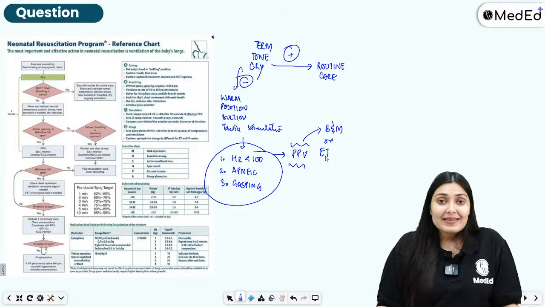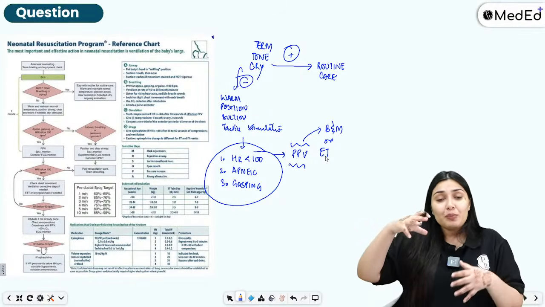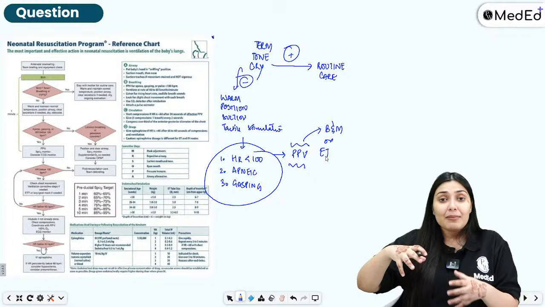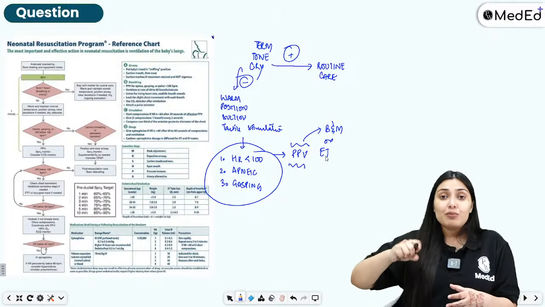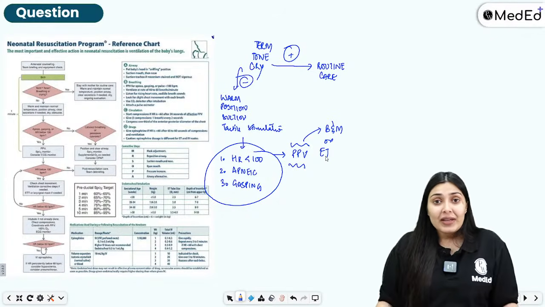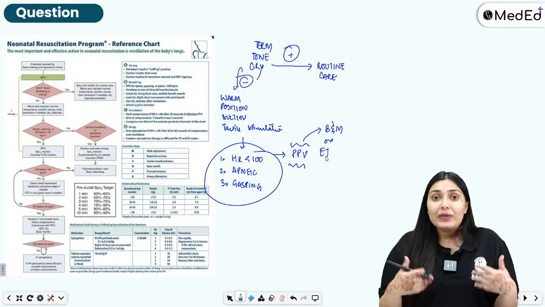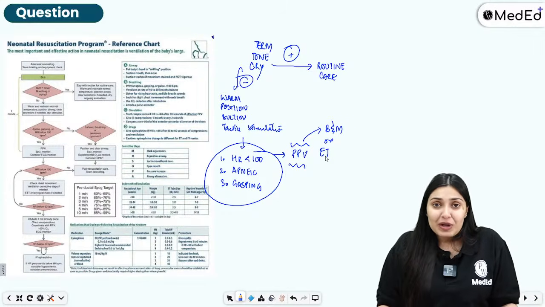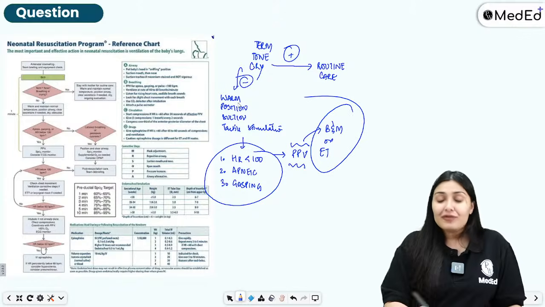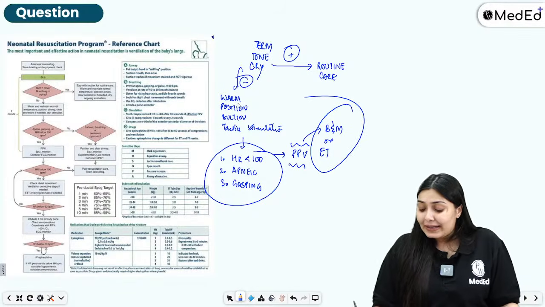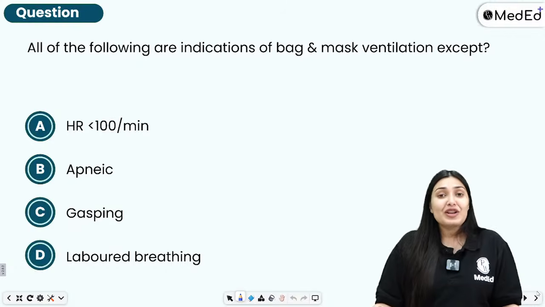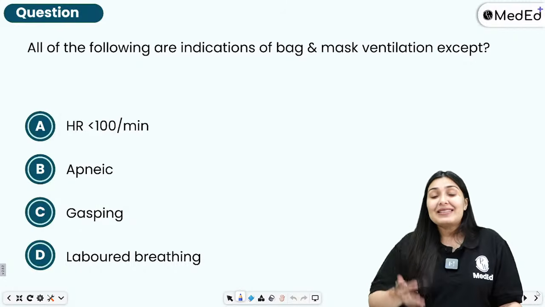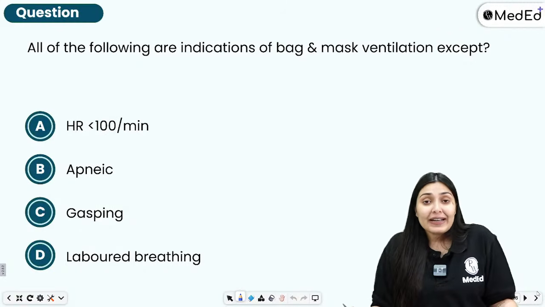Bag and mask is easier. You can also do it. You just have to place and make an appropriate seal with the mask and give ambu bag breaths, ambu breaths. Endotracheal intubation is slightly more difficult. You will need a pediatrician like me to do intubation, right? So by any of these means you can give positive pressure ventilation. So they are asking about the indication only for that. So these are basically the indications of positive pressure ventilation.